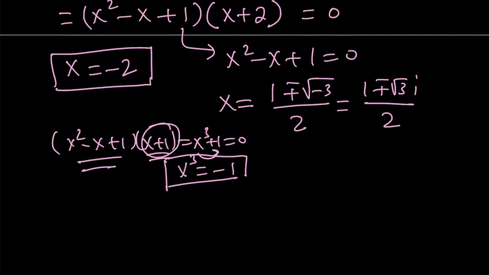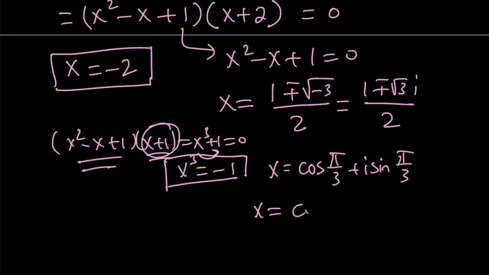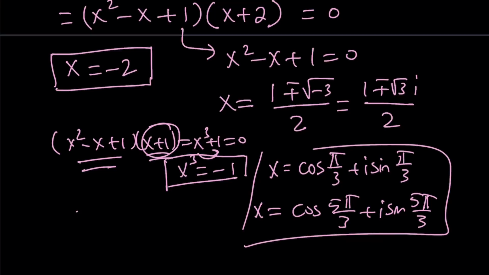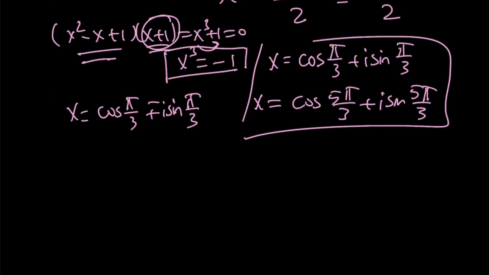So x can also be written as cosine pi over 3 plus i sine pi over 3, for my radian friends. And then the other solution is just going to be cosine of 5 pi over 3 plus i sine 5 pi over 3. If you look at the unit circle, you're going to know what I'm talking about. But you could also write this as x equals cosine of pi over 3 plus minus, if you don't want to deal with a large angle, just want to keep it small, you can also do it that way.